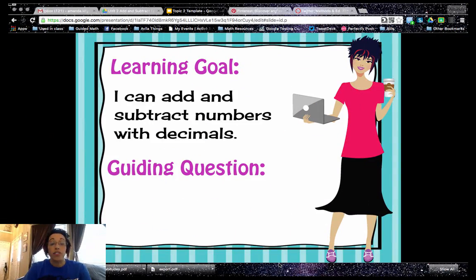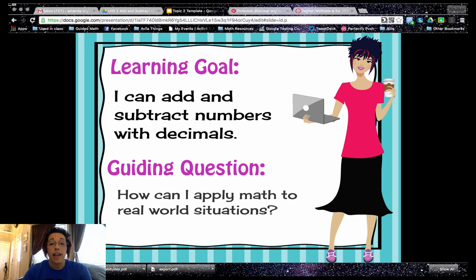Our guiding question for this lesson is how can I apply math to real-world situations? Now that we're learning to add and subtract decimals, the problems that you will be doing will start involving money. That's the best real-world situation to go with our decimals.